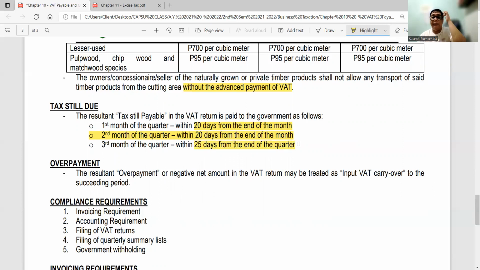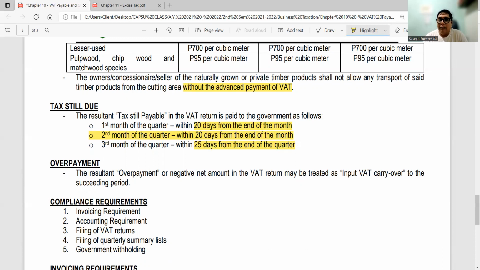Please take note, for example, for the month of January, you can pay the VAT from February 1 up to February 20. It doesn't mean that the deadline is the 20th day and you have to pay on the 20th. You can file as early as when you have finished recording and accounting, maybe around February 10 or February 15, so that if there are problems or corrections, you have time to amend. Don't pay on the 20th day.